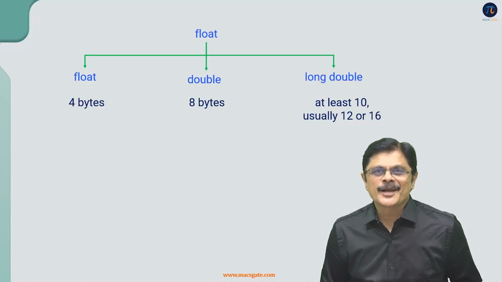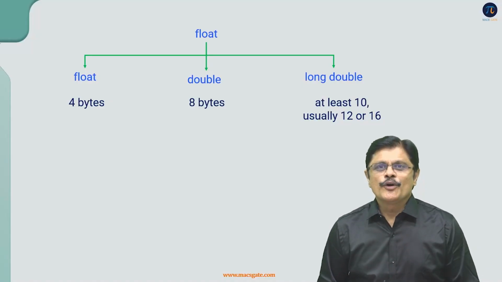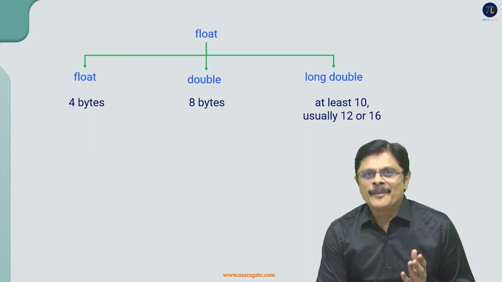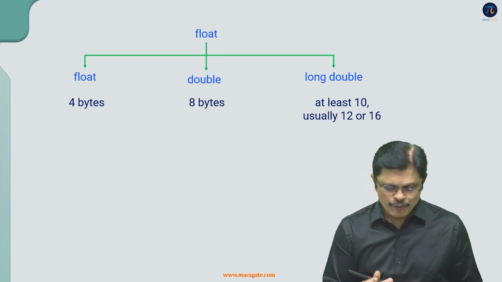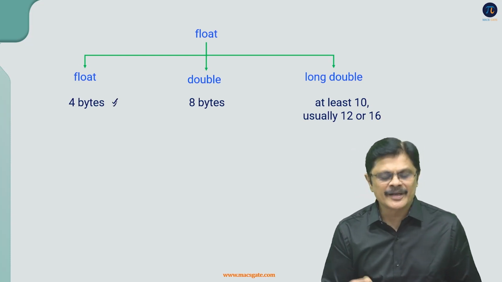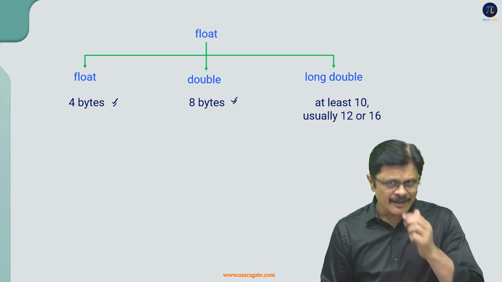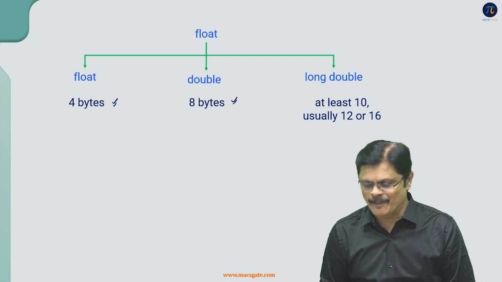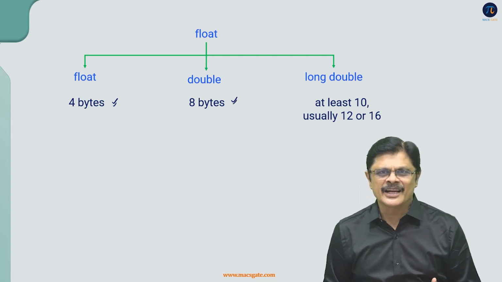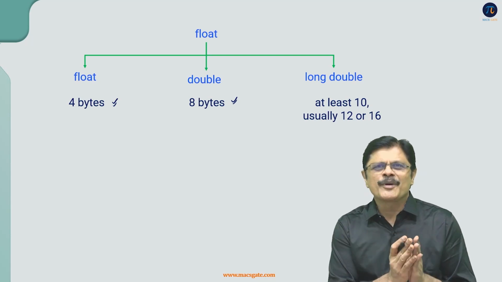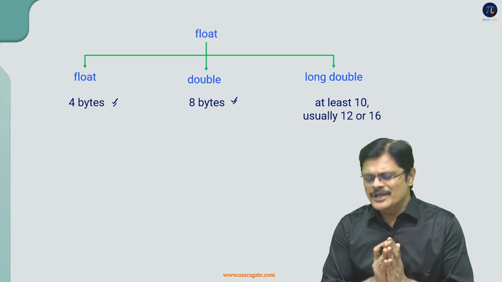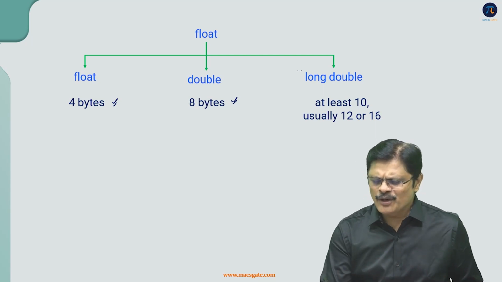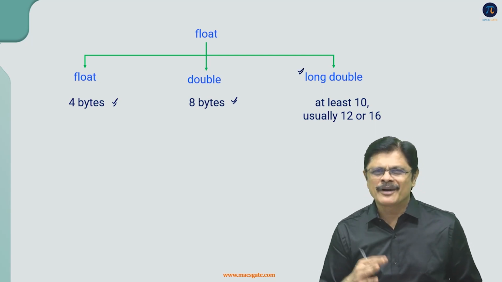The next data type is float. Float appears in different forms like float, double and long double. For float, 4 bytes of memory is allocated. For double, 8 bytes of memory is allocated. For long double, again it depends on the compiler. At least 10 bytes are allocated. Generally, the number of bytes allocated by most compilers for long double will be 12 to 16 bytes. We will ignore long double for our discussion, my dear friends.